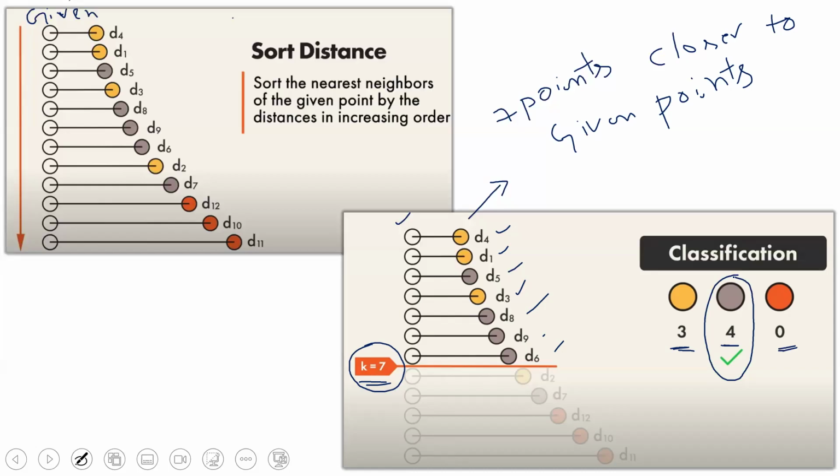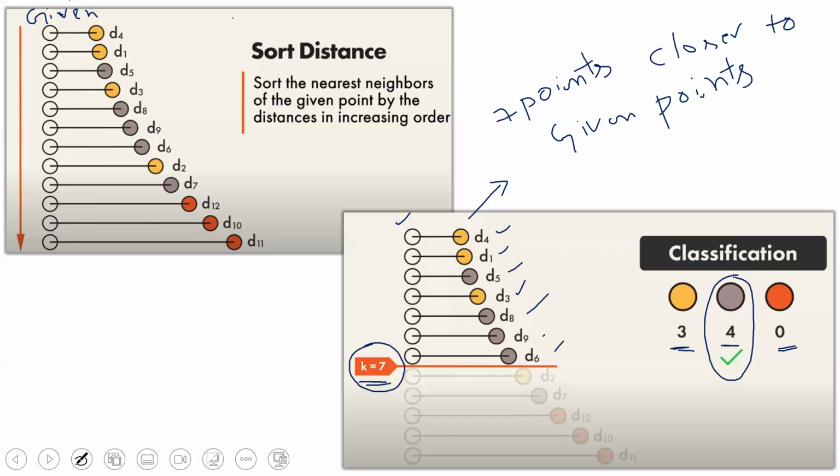So to rewind, given any point, calculate the distance of every other point to that given point, and then sort the distances in ascending order. And then given a k value, which is a user-specified value that the user has to decide, calculate the count of the points belonging to different classes, and choose the class whose count is higher among the picked points.